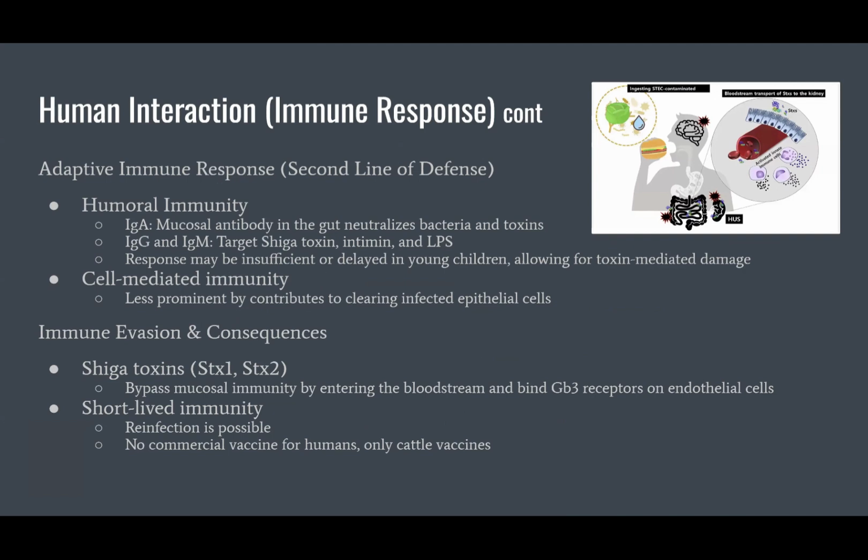The adaptive immune system then produces antibodies, specifically IgA in the gut and IgG or IgM in the blood, to target bacterial surface antigens and toxins. However, E. coli O157:H7 produces Shiga toxins that can evade immune defenses and enter the bloodstream. These toxins target the endothelial cells in organs like the kidneys, leading to serious complications. Unfortunately, the immune system often doesn't produce lasting immunity, and reinfection is possible.